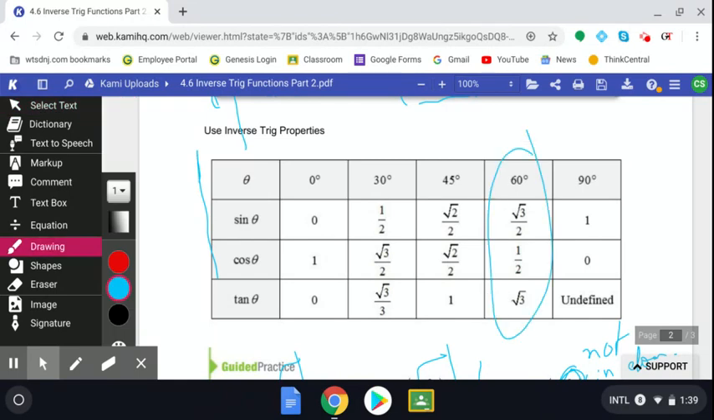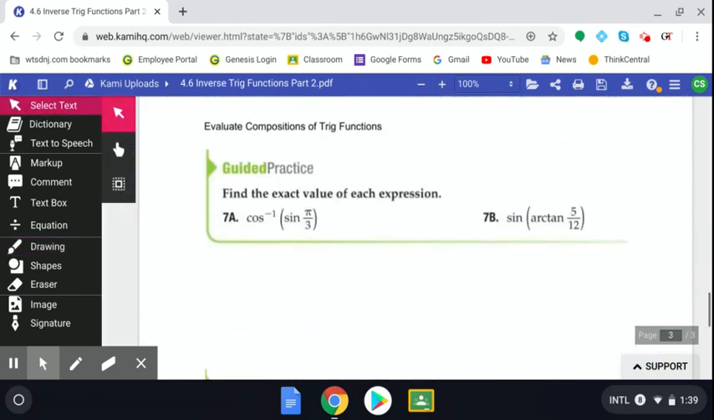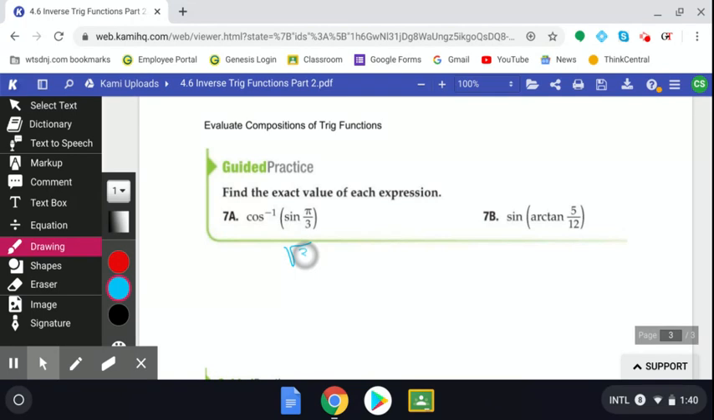So we're looking here, okay? Cosine 60 is 1/2, sine 60 is square root of 3 over 2, tangent 60 is radical 3. So sine pi over 3, or sine 60, is square root of 3 over 2, and it's positive.